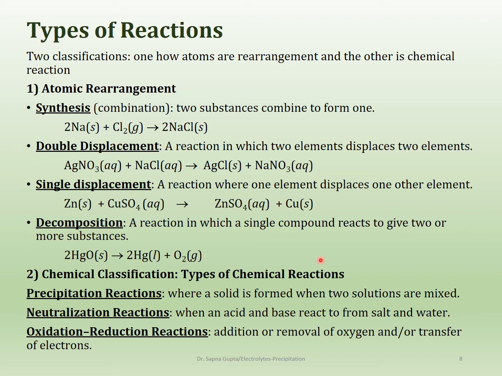In this chapter, we'll talk about the chemical reactions that are taking place, not in an atomic form, but in a chemical way. And the chemical reactions are classified into three: precipitation reactions, where a solid is formed; neutralization reactions, when an acid and a base react to form salt and water; and then oxidation-reduction reactions, in which case we talk about either the addition or removal of oxygen or transfer of electrons. Okay, so this is a chemical classification, and this is what we will focus on for the first part of this chapter.